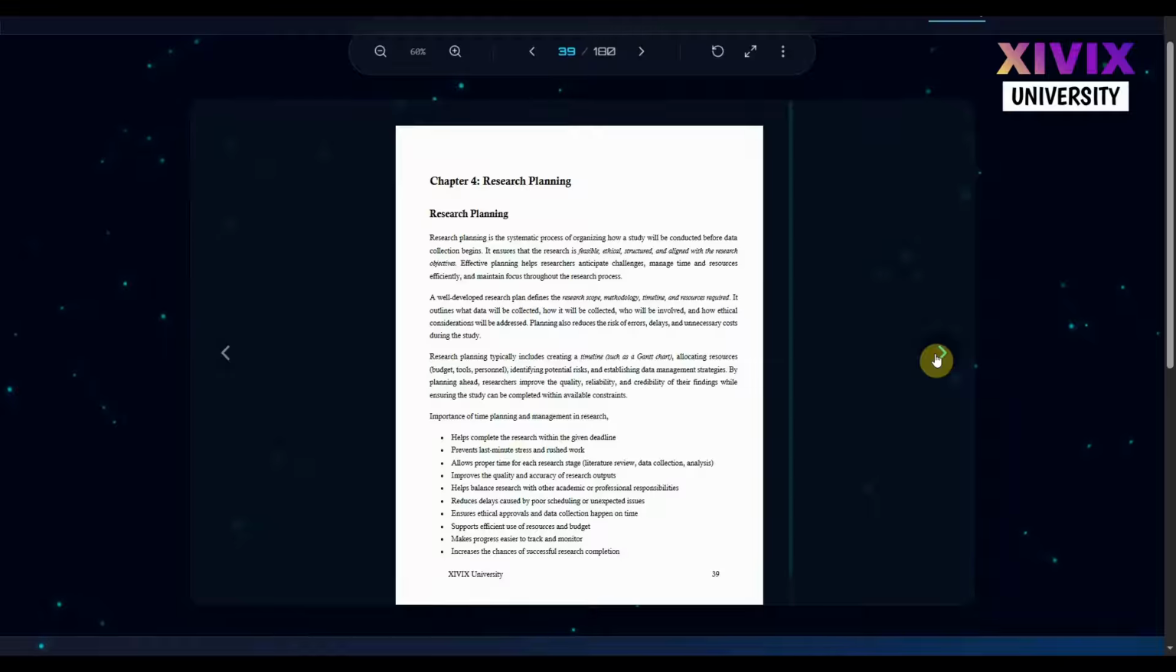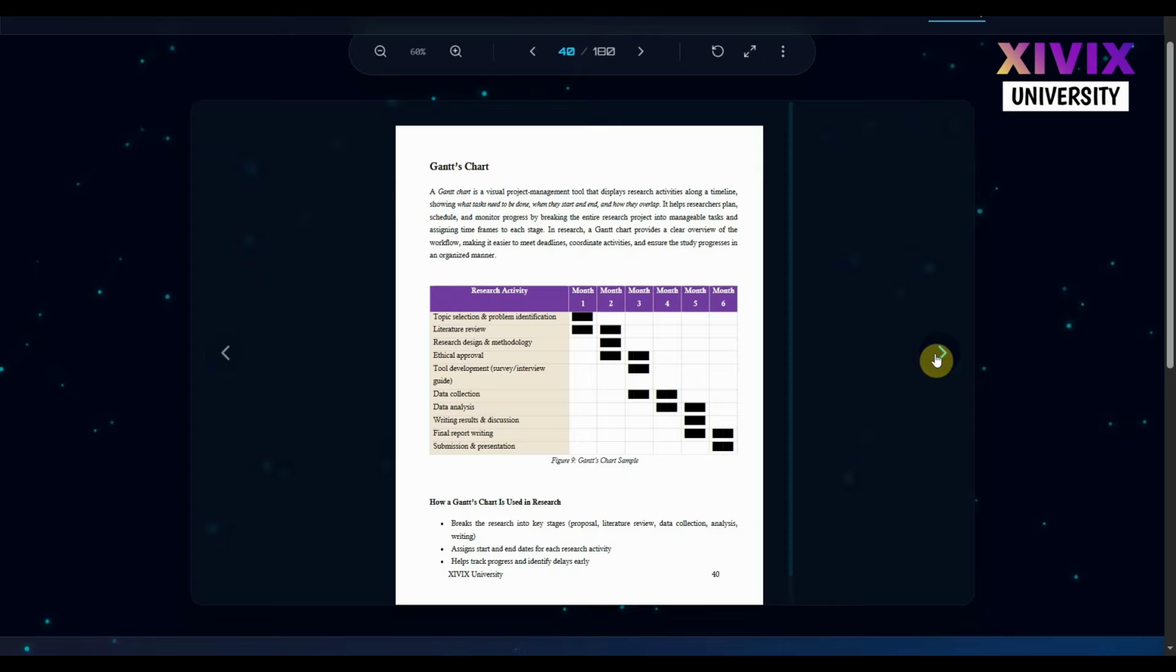An effective research plan helps researchers to anticipate challenges, manage time and resources efficiently, and maintain focus throughout the research process. As the fundamental elements in a research plan, you have to identify the research scope, methodology, timeline, and resource requirements. Time management is a crucial component in research planning. For efficient management of time, you can use a Gantt chart.